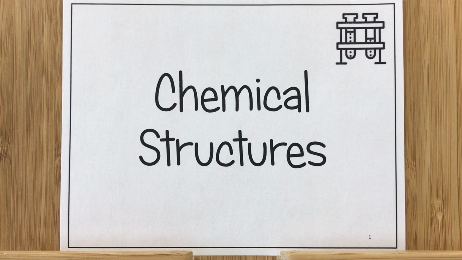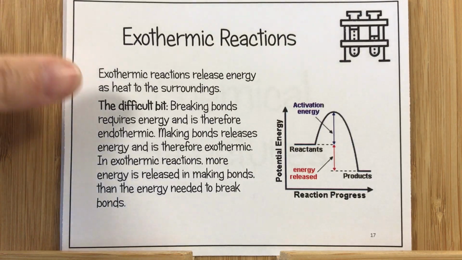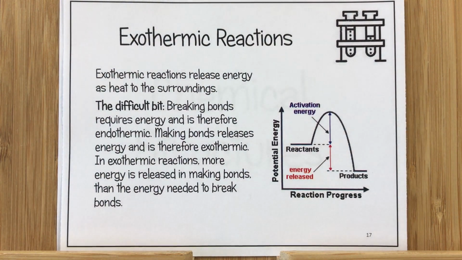This is a key stage 3 chemical structures video looking at exothermic and endothermic reactions. And this is quite difficult to explain, so we're just looking at an introduction to exothermic and endothermic reactions. Now, generally speaking, we can say that exothermic reactions are the chemical reactions that release energy to the surroundings as heat. Now, the difficult bit to explain is how does that heat get released? What is it that causes that heat to be released to the atmosphere?